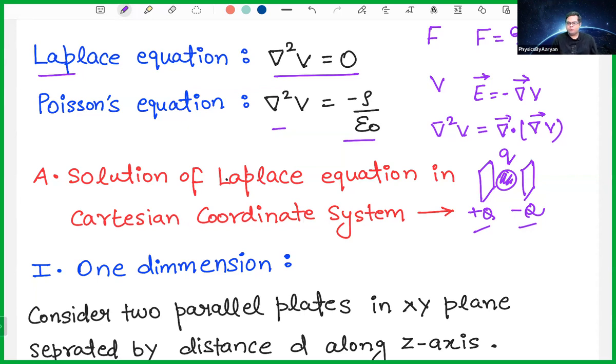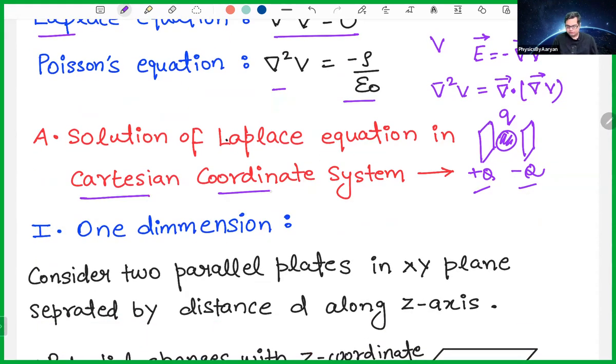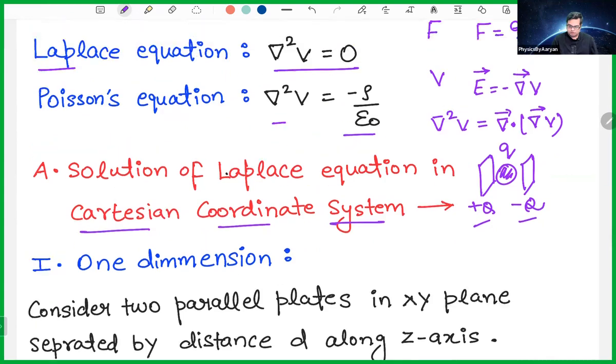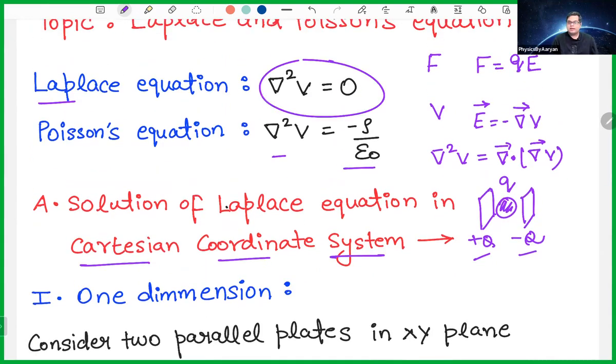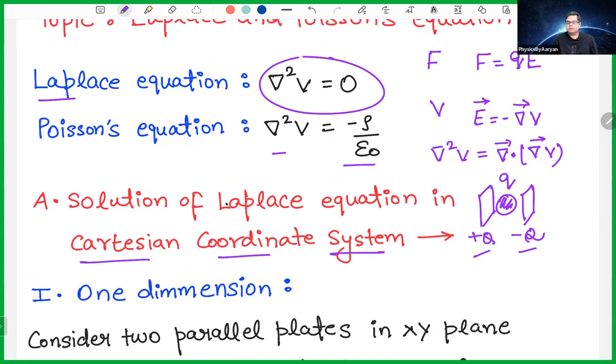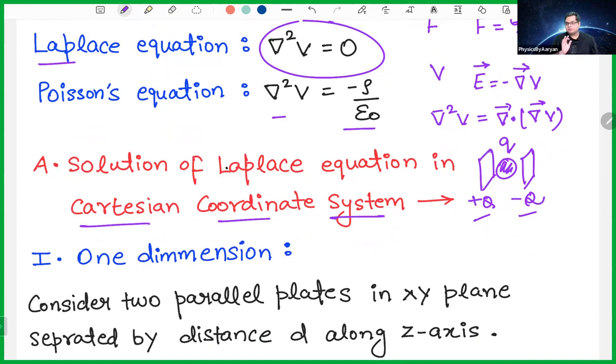So I will begin with the solution in the Cartesian coordinate. So now my entire purpose is to solve this equation and find out something, or find out potential. That's all. That is my entire idea. When do I use Cartesian coordinate? When do I use spherical? And when do I use cylindrical is the most important part.